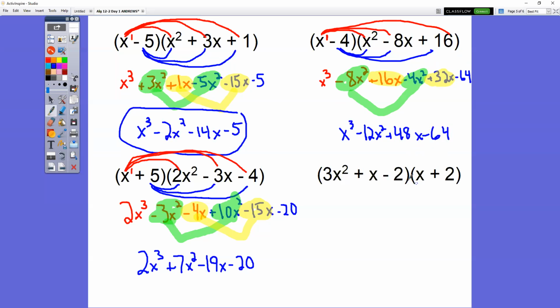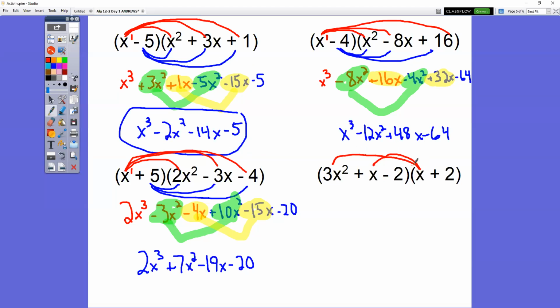Take a look at how this next one is a little bit different. Notice in the other three examples, the binomial went first. In this one, the trinomial goes first. You have your choice how you want to do it. It doesn't really matter. If you want to work backwards, you can. Watch what I'm going to do here.